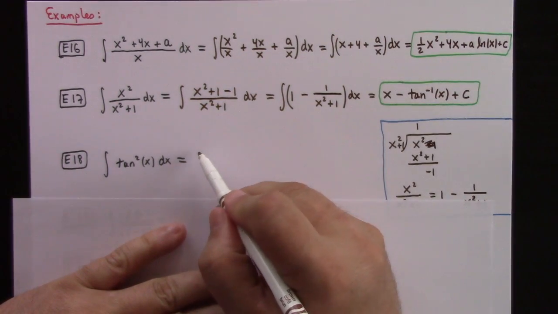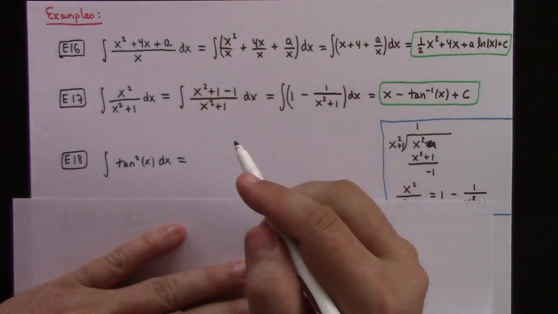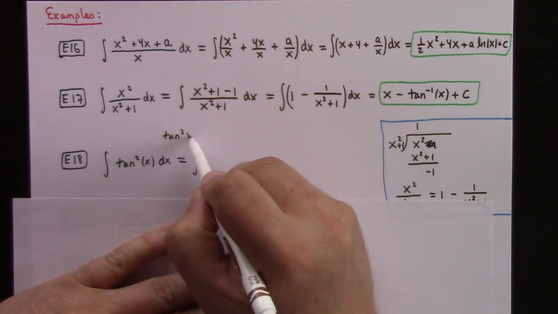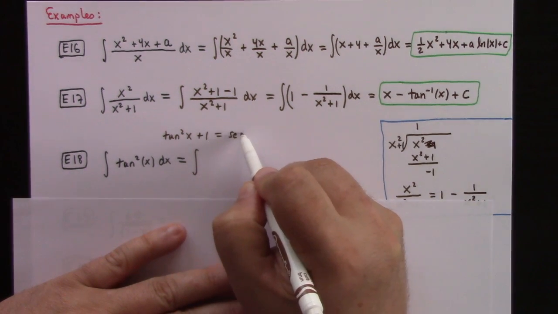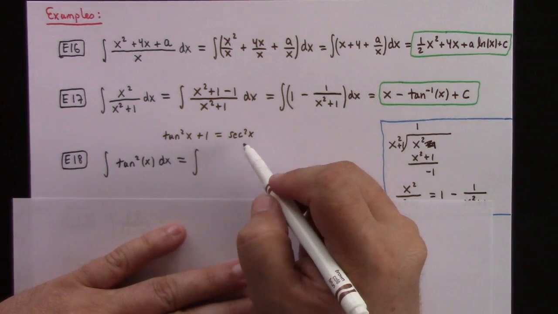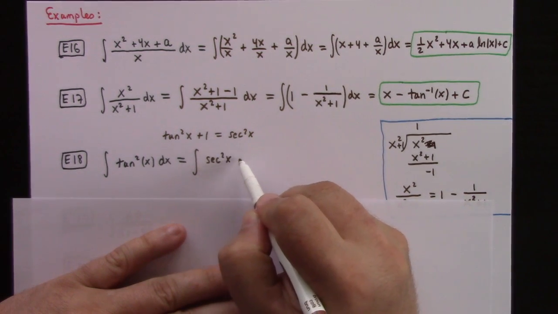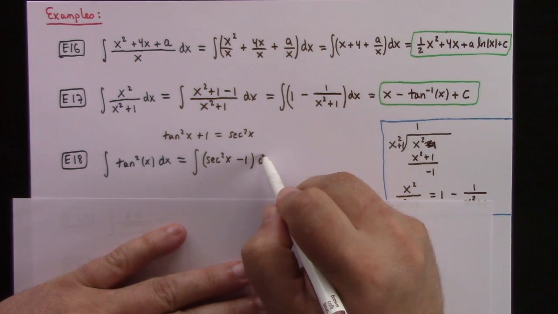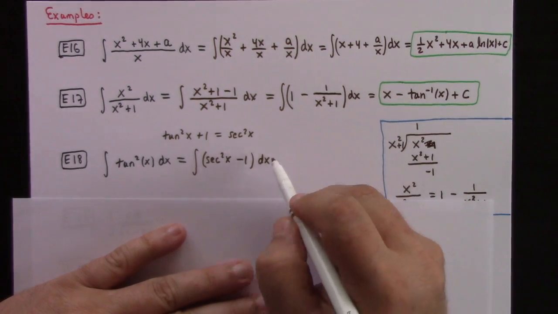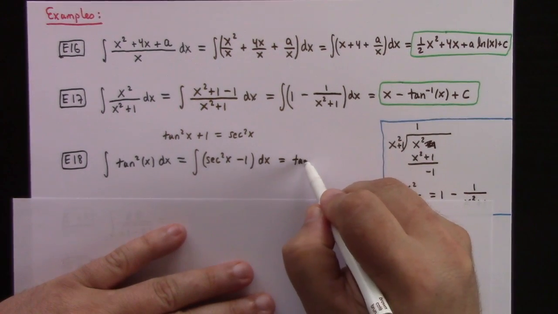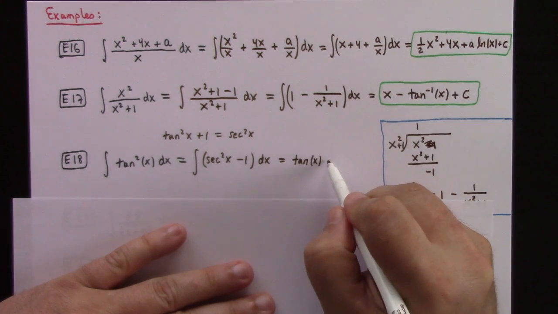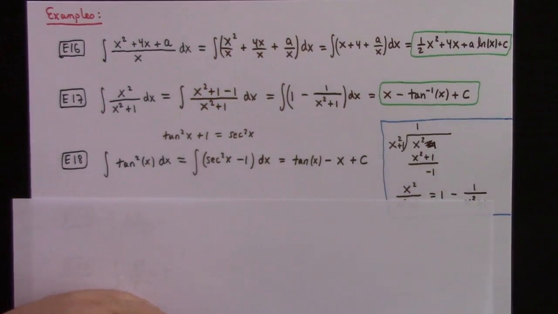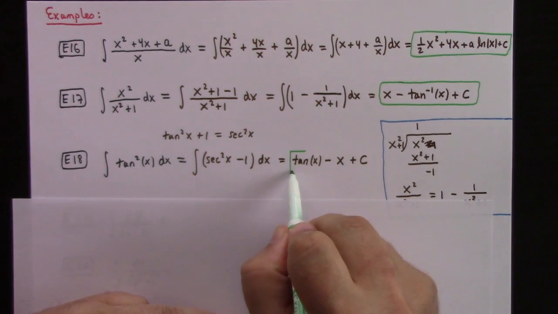All right, tangent squared, well, that's kind of scary, but remember that we have an identity: tangent squared x plus 1 equals secant squared x, right? So I can trade tangent squared for secant squared x minus 1. And now I'm good to go because these are basic. The integral of secant squared is tangent, because the derivative of tangent is secant squared, and minus x plus a constant. And there you have it.